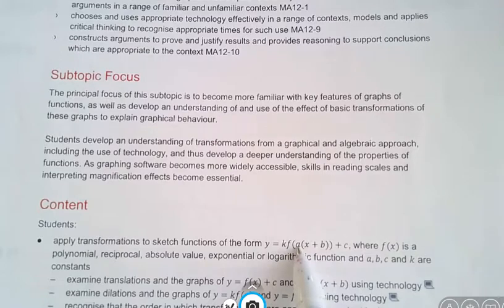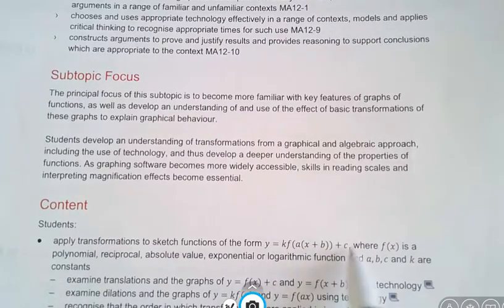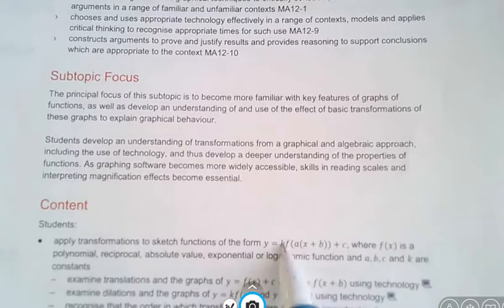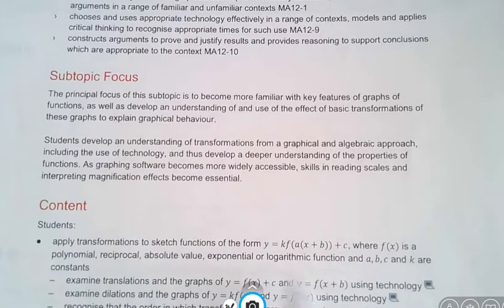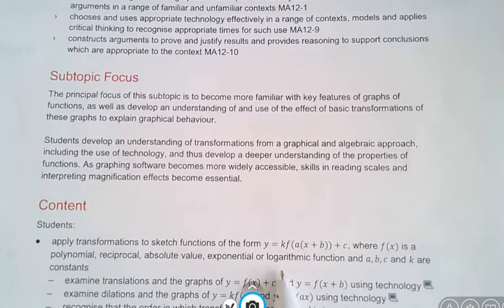You've got another number here, a sideways shift and an up and down shift. But we're going to be looking at these all separately. So we've got a stretch. Here's another one. We've got a sideways shift and an up and down shift. But the types of functions we're looking at for the HSC course, we've already actually done some of these, some of them in year 11.